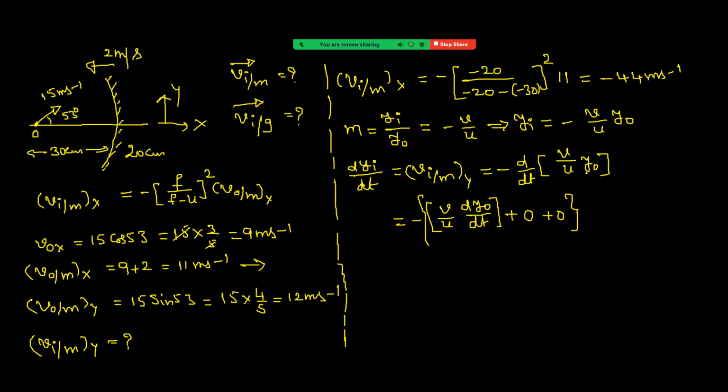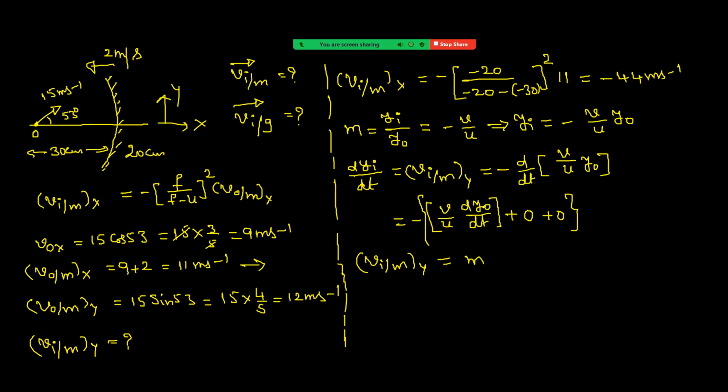Now in this, y naught is 0 because it is on the x-axis. Therefore, that term becomes 0. Next, take u constant, y naught a constant, derivative of v. And again in this, y naught is 0. So that also becomes 0. So finally see what we got here. It is velocity of image with respect to mirror along y-axis is equal to minus v by u. That is nothing but magnification, right?